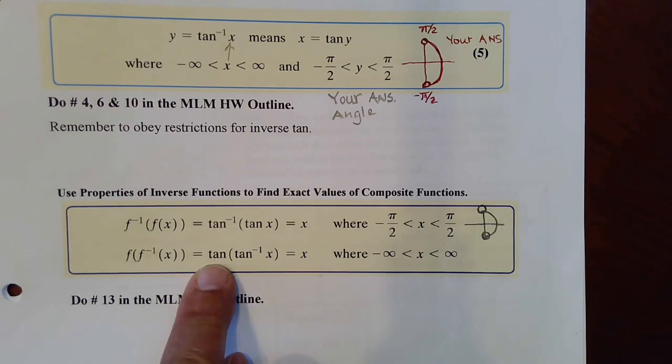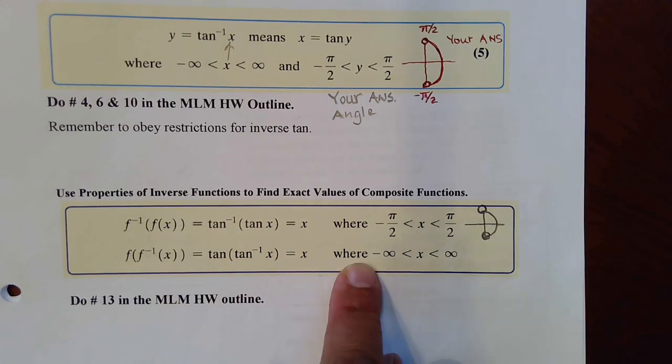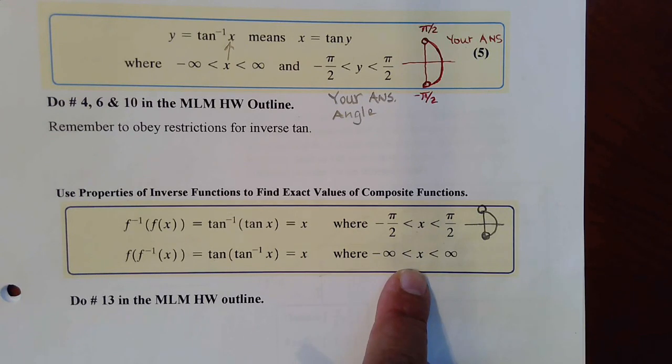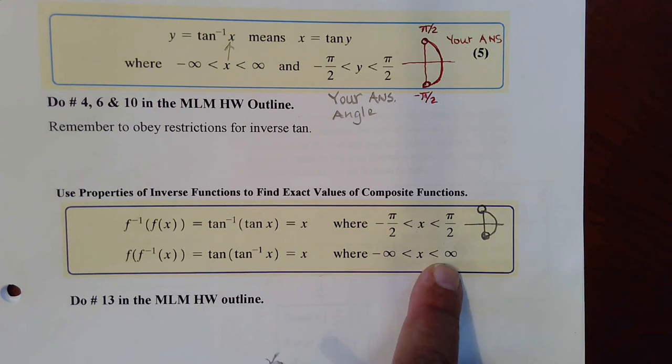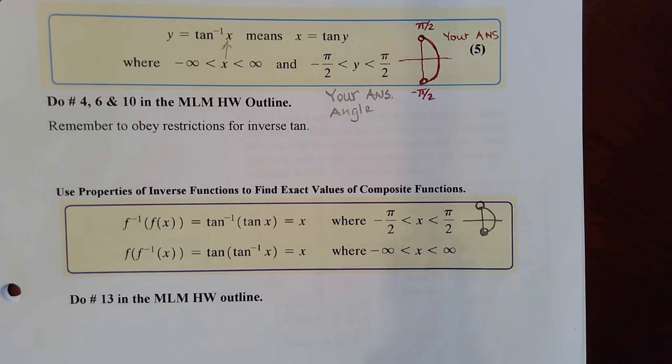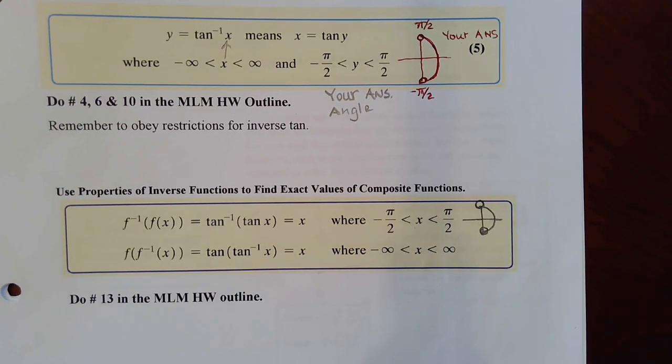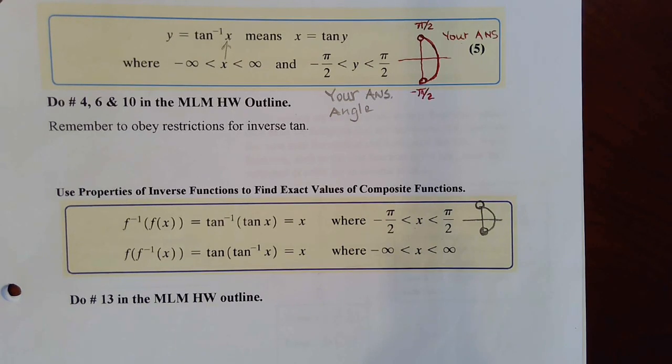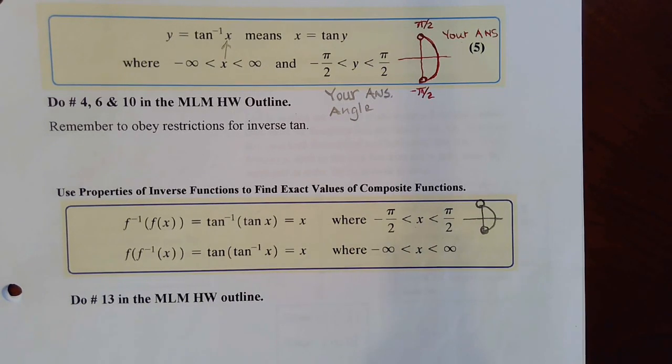Okay, and when regular tan is on the outside, you will use the domain for regular tan, which is negative infinity to infinity, which is actually the range of the original function. But so those are the restrictions. Let's go to the rest of these problems.